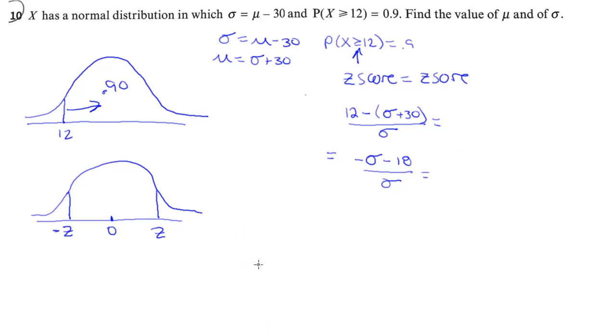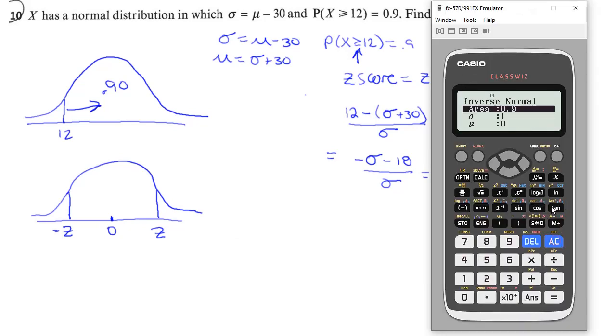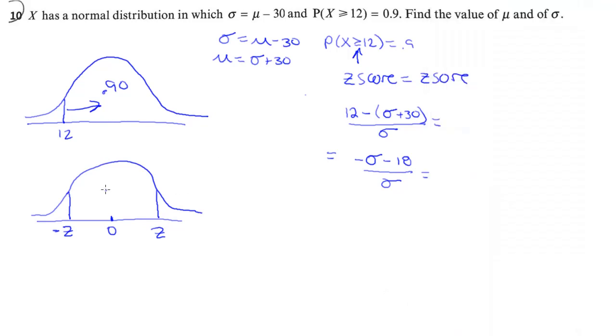Now remember, when we do the calculator, we do inverse normal. Well, if I put in the 0.9 here, it gives me the value that's going to have everything to the left of it, of 0.9. So what I need is the negative version of that.